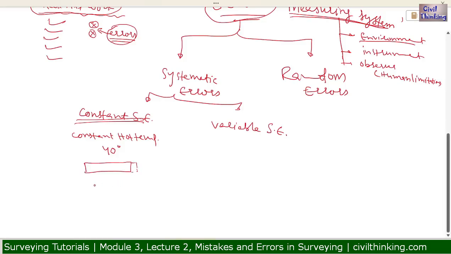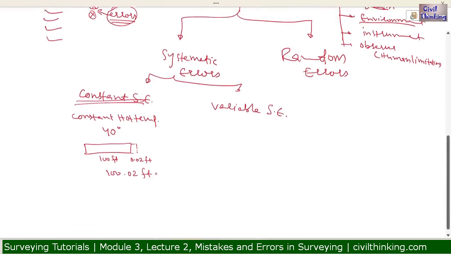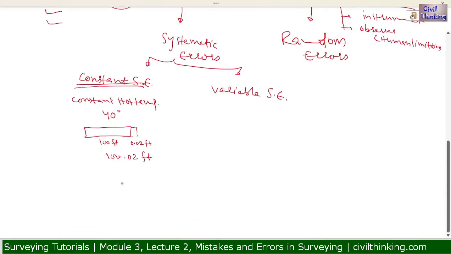Let us say the correct length is 100 feet, but there is an error of 0.02 feet. It is supposed to be only 100 feet, right? Because that is what it is calibrated for. So it will be 100.02 feet. So whatever measurements you make, every measurement, how do you correct those mistakes?